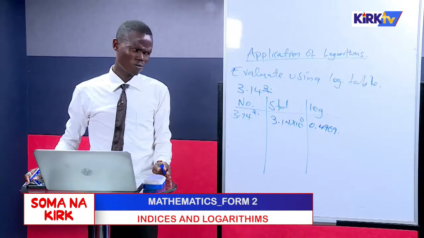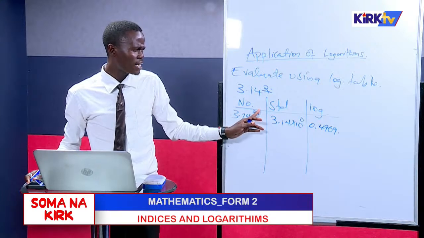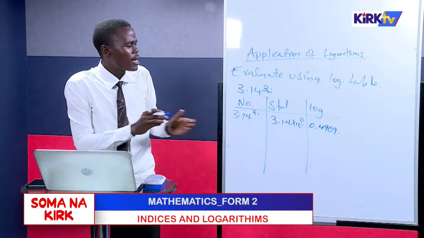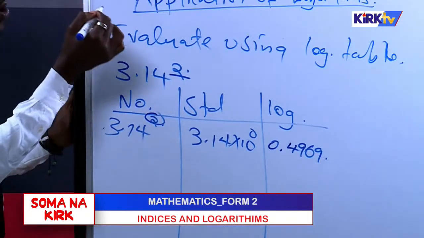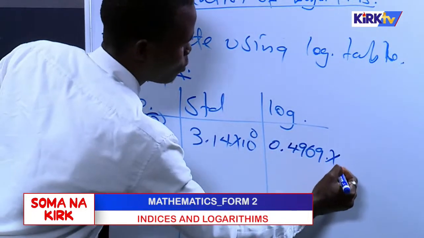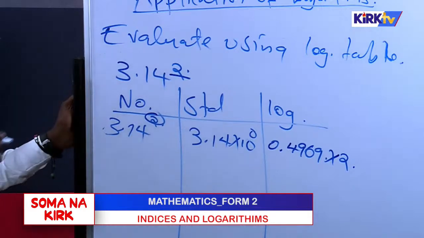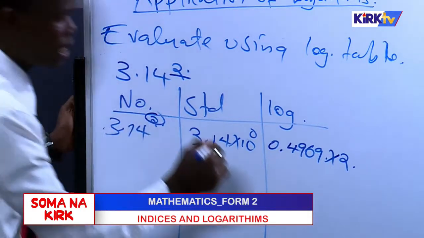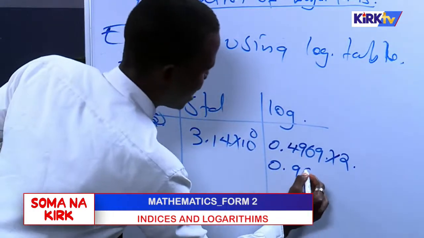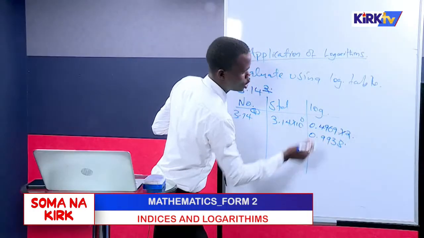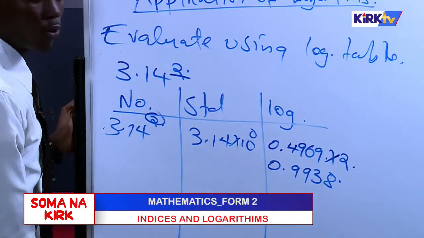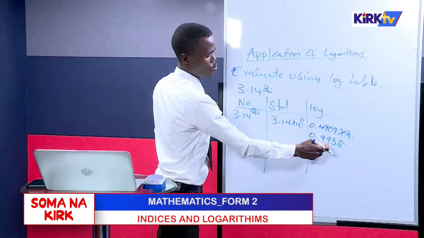Now from there, what do we do? Remember, this is squared. This is power. Now, the moment it is power, this value here, we are going to multiply our log. Now it will be times 2. Times 2, giving us 0.9938. If you multiply this, you are going to get this.